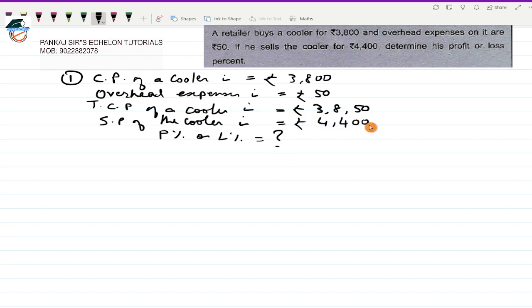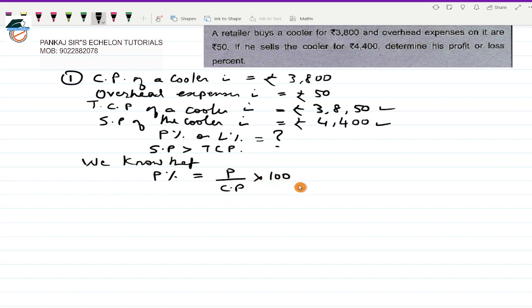Now looking at the question itself, the selling price is 4400 and the total cost price is 3850. So you can see that the selling price is greater than the total cost price, isn't it? Hence there is definitely going to be a profit, so you need not worry about loss percent, you have to find out profit percent. We know that profit percent will be equal to profit upon cost price times 100.